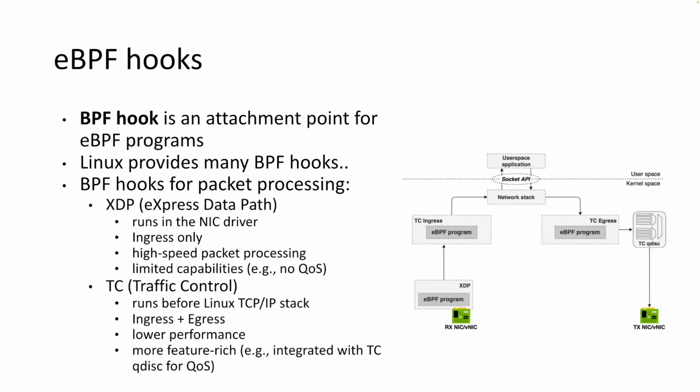In contrast, TC runs before the Linux TCP IP stack, so it's a little bit higher. It's executed a little bit higher than the XDP hook, but it provides both ingress and egress paths. And this hook provides more capabilities. It's more feature rich. For instance, we can integrate TC programs with TC qdisc for QoS, but this comes at the cost of lower performance compared to XDP.